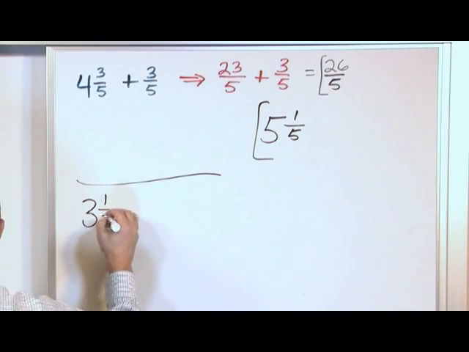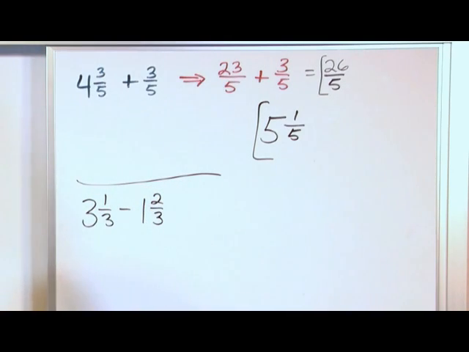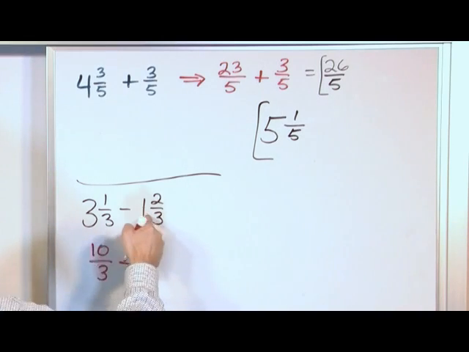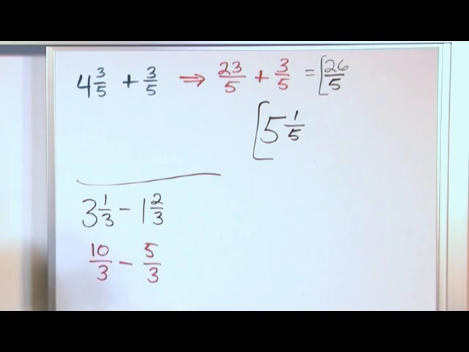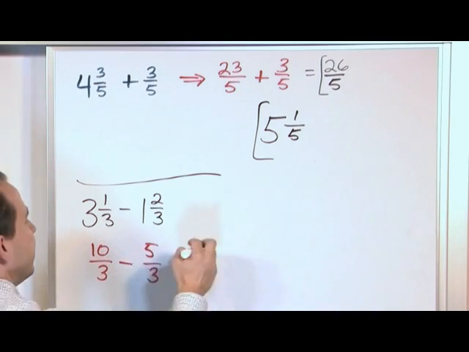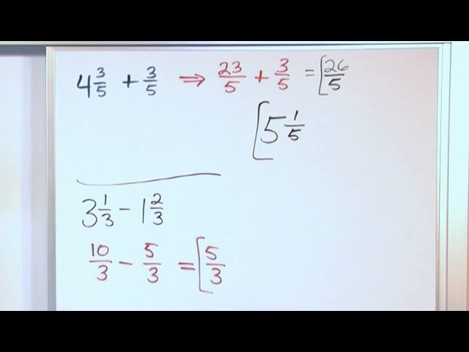What if you had 3 1/3 minus 1 2/3? Then again, it's going to be easier for you just to convert both of these mixed fractions to improper fractions. So we'll work with this one first. 3 times 3 is 9, plus 1 gives us 10. Always keep the bottom number of 3. Over here, 1 times 3 is 3, plus 2 gives me 5. Always keep the bottom number, which is 3. So now I have this exactly in a form that I can solve it. 10 minus 5 is 5. Always keep the bottom number of 3. 5/3 is the answer, and you can just circle that.